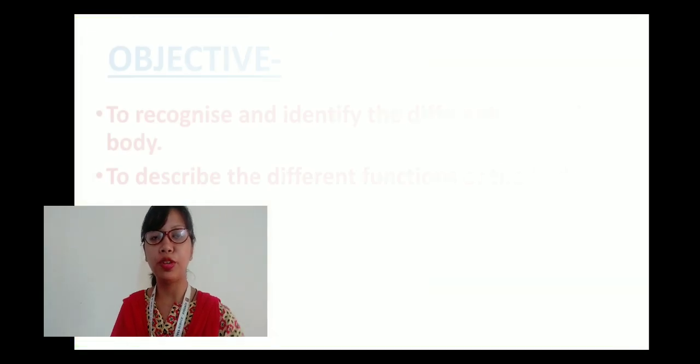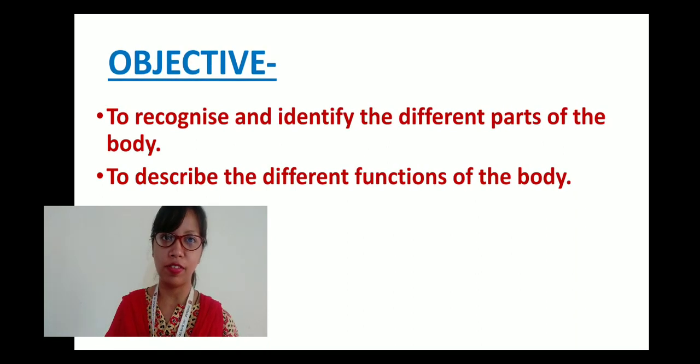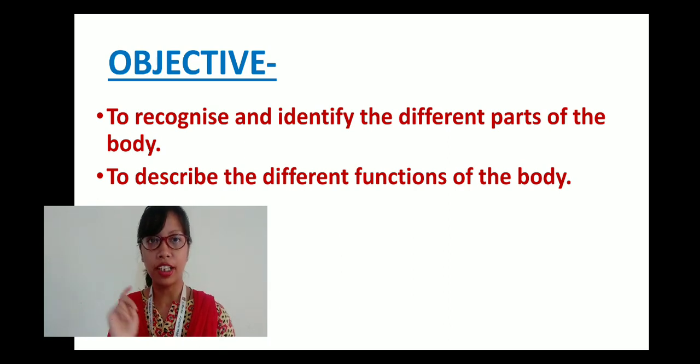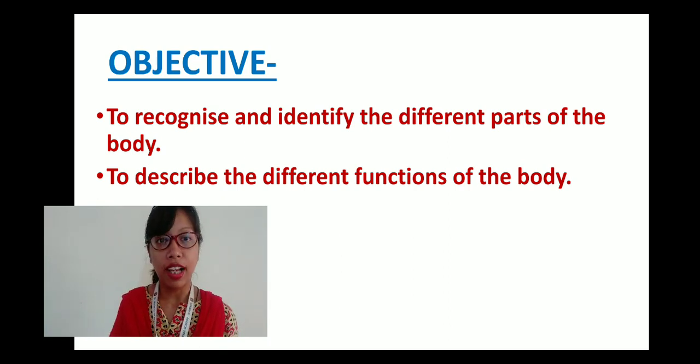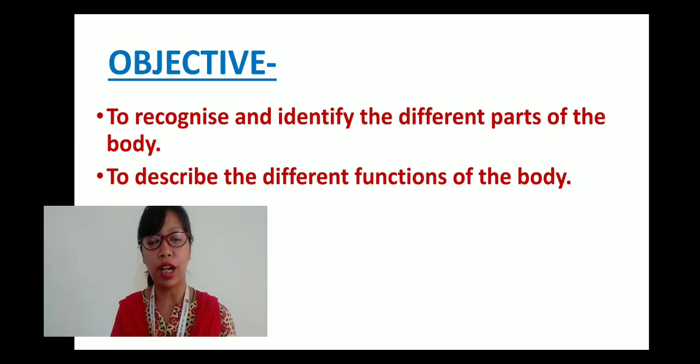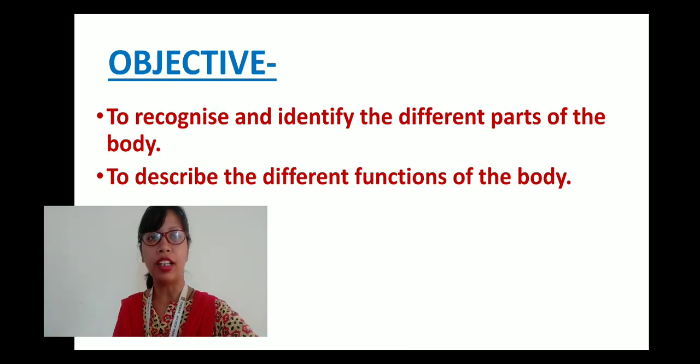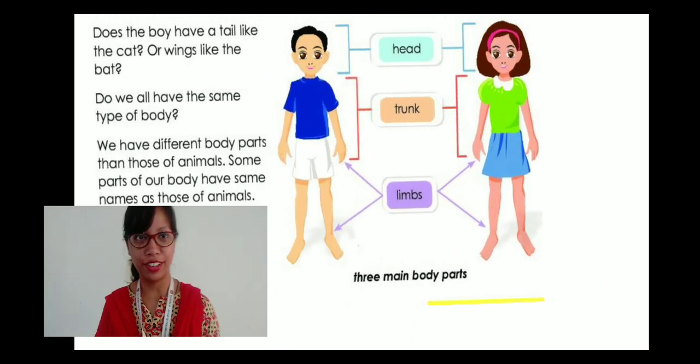Now let's move towards the objective of the lesson. So here we have got two objectives for today's class. One is to recognize and identify the different parts of the body. Number 2 is to describe the different functions of the body. Clear? Now let's start our discussion.